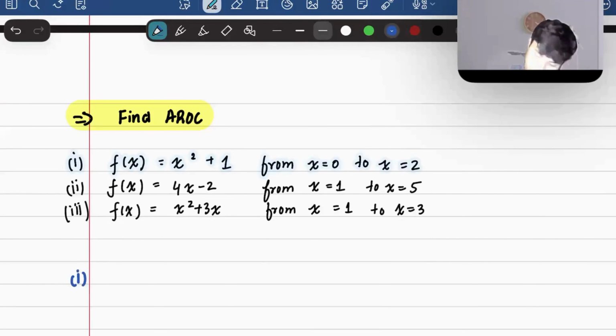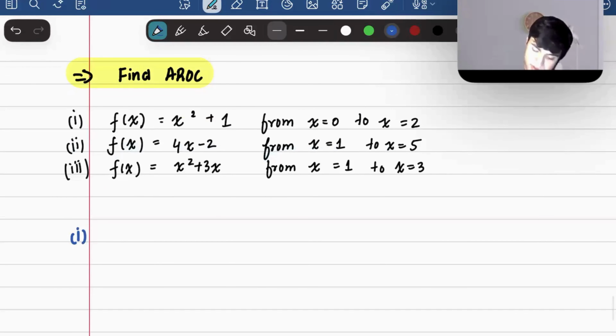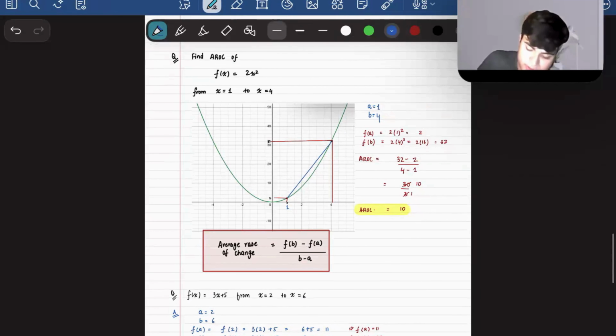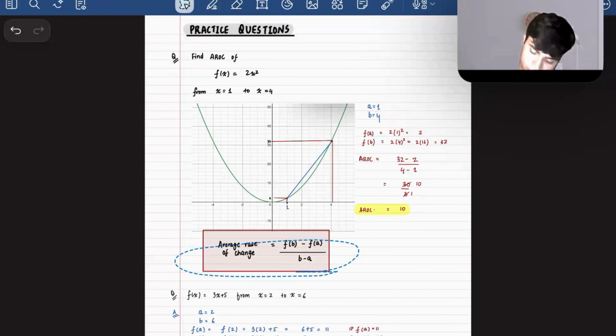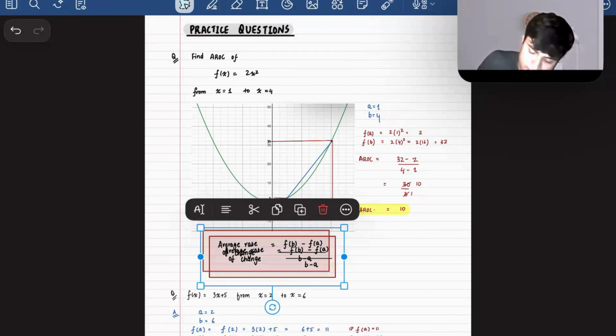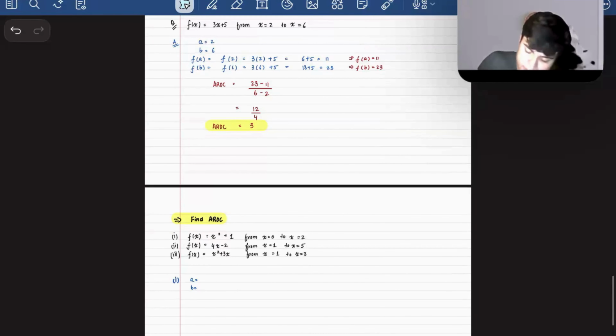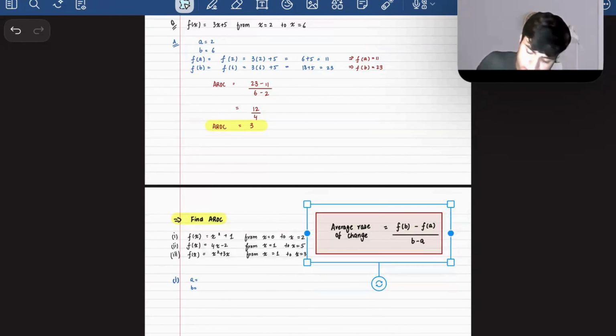Let's look at the first part of this question, which says we want to find out from the values of x equals 0 to the values of x equals 2. Okay, now we will give a and b values. So let's say again, I'm going to paste the formula back here so no one forgets it. Memorize this formula, guys. Memorize this well. This is going to come very handy.